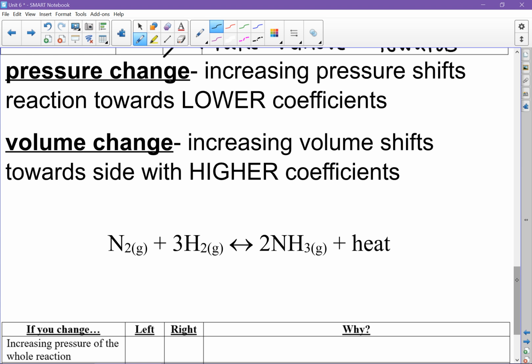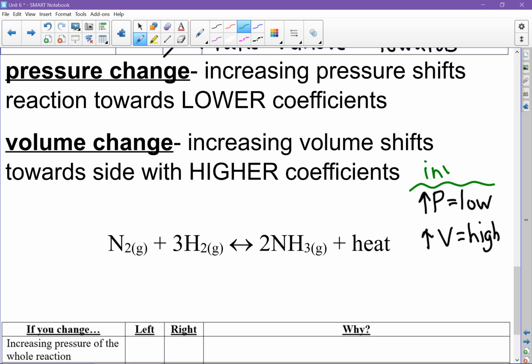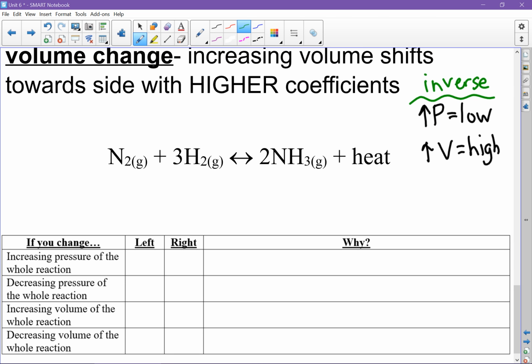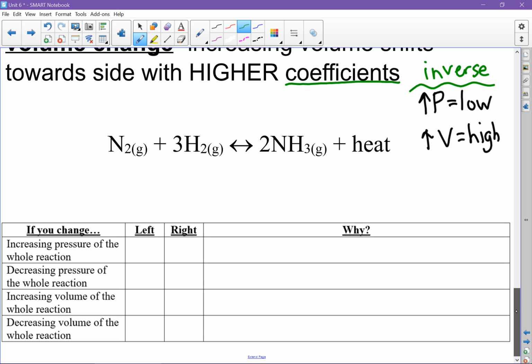Same reaction. Okay. I like to write this out a little bit shorter for myself. If I increase the pressure, we're going to go low. If I increase the volume, we're going to go high. Notice that these two things are opposite or inverse. Remember back to Boyle's law, pressure and volume have an inverse relationship. If you can just remember one of these, then you can remember the other one because you know that they're opposites or inverse. So next we need to figure out, okay, what's going on with the coefficients here?